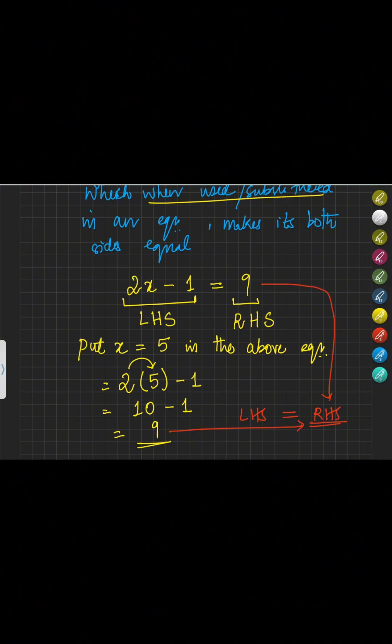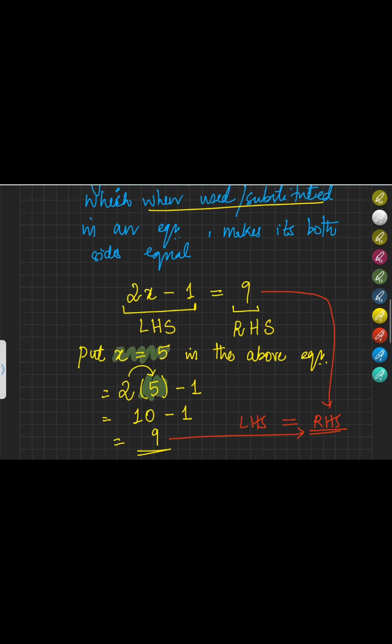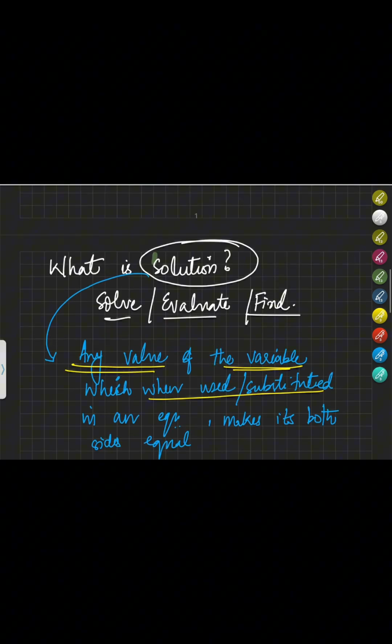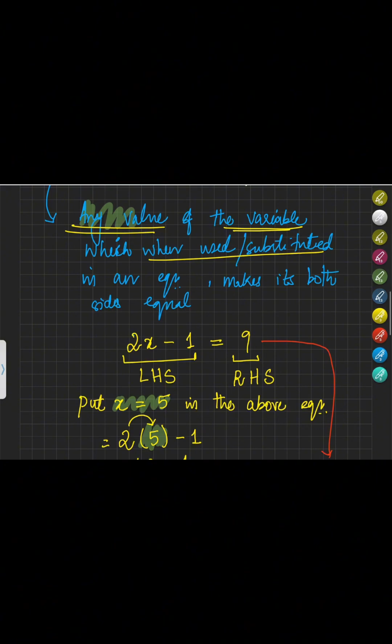So here, this value of x, that is x is equal to 5, is called the solution of the equation. So any value, in this case it was 5, any value of the variable which when substituted in the equation makes both its sides equal, and that will be true for that particular equation.